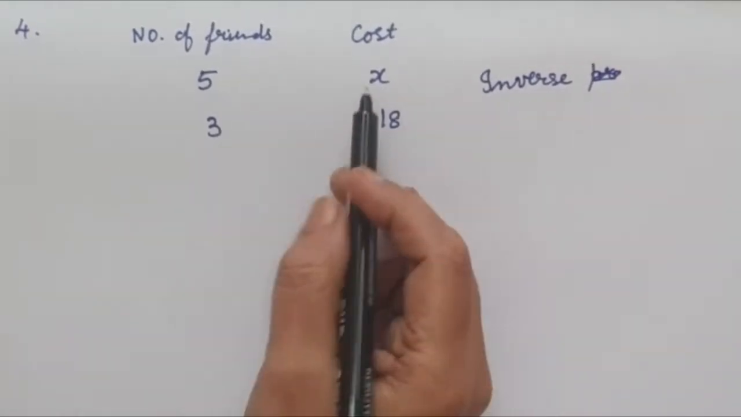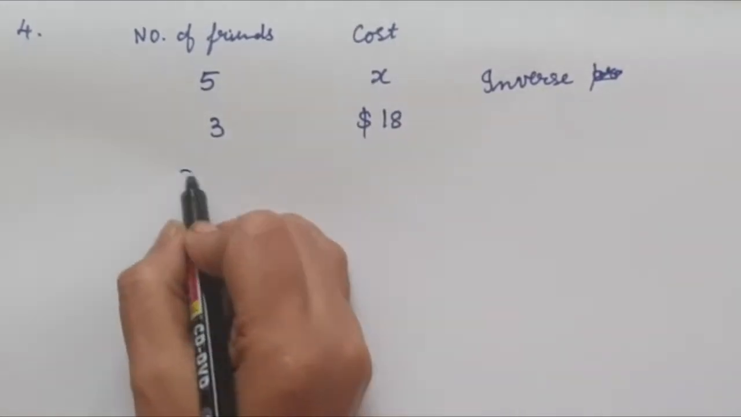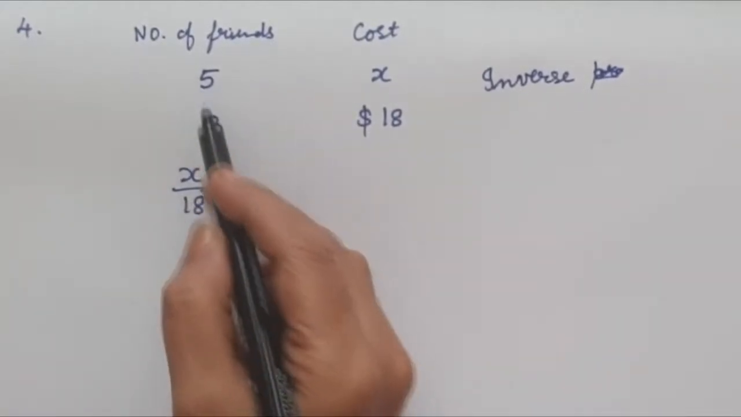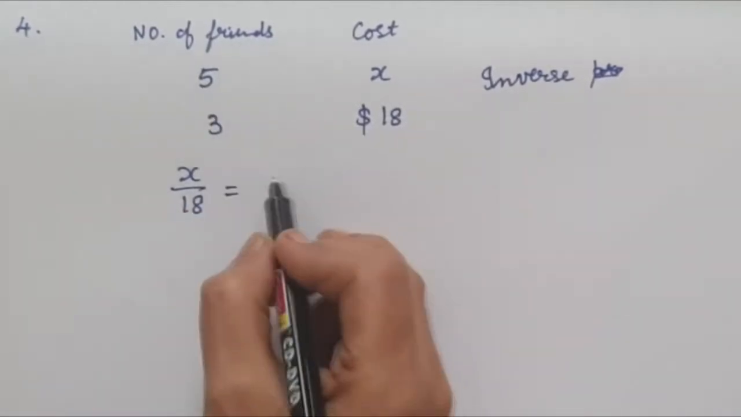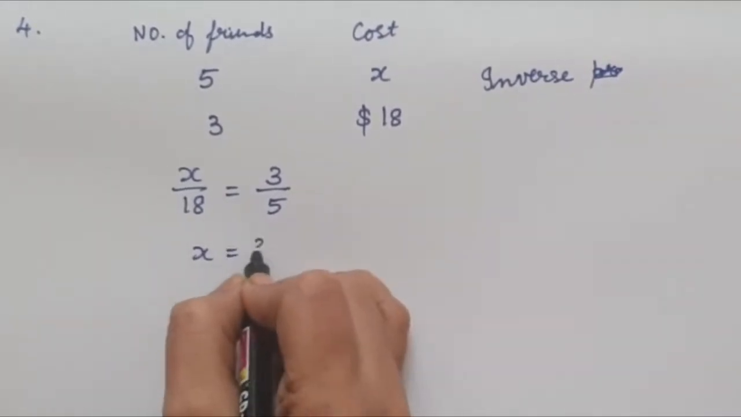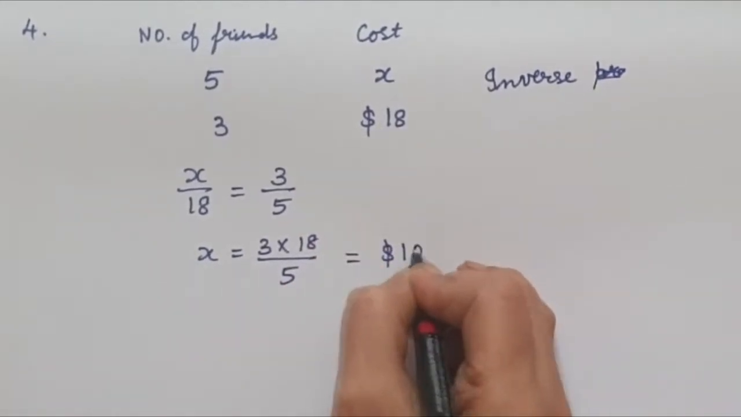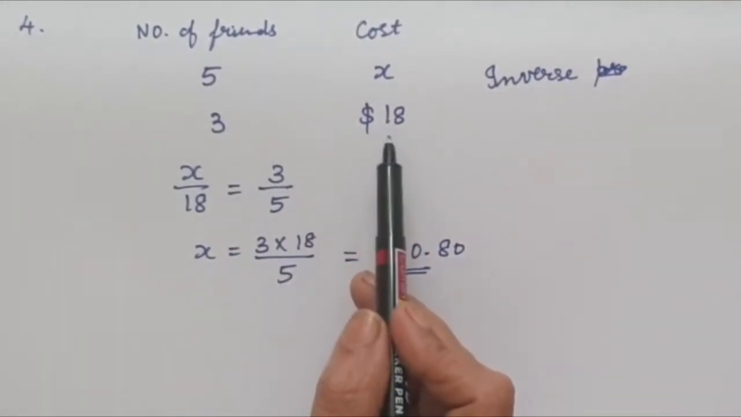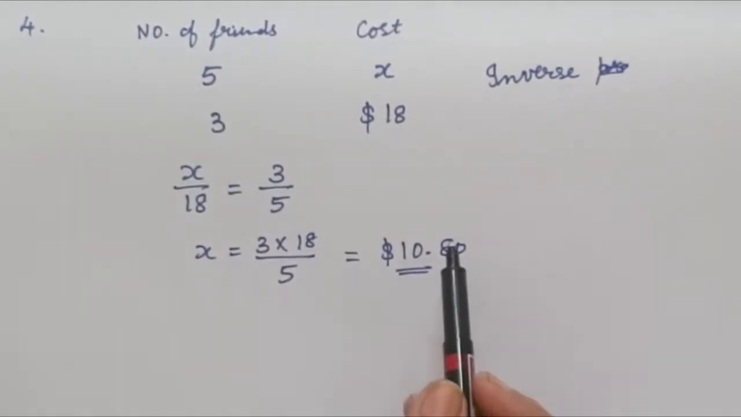Inverse proportion. So when it is an inverse proportion, it's always better to write our x first. So we'll write x over 18 will be equal to, this one I have written as it is. One quantity, either this or this, we have to flip and write. This one I flip and write. So it is 3 over 5. So x will be equal to 3 multiplied by 18 divided by 5, which will be equal to 10.80. That is, when there are 3 friends, one person's share is 18. So when there are 5 friends, it has to reduce. So it has reduced to 10.80.